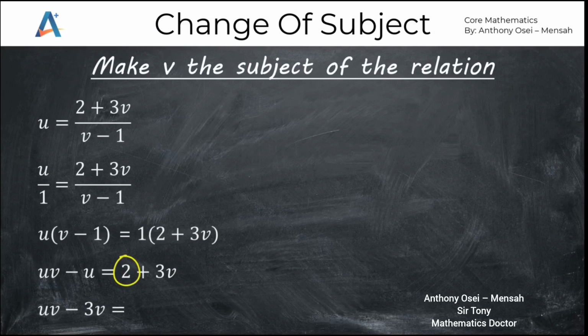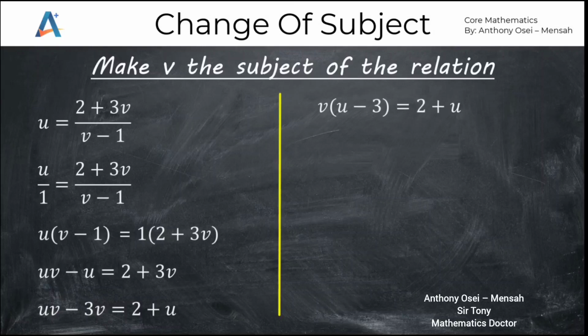Already 2 is at the right hand side, so I maintain my 2 still at the positive side. Then I have the u, which is minus u at the left hand side. When it transfers itself to the side, it becomes positive because it has crossed the equal sign. So we get plus u. Now we factorize v out since v is here and v is still here. So v out, open, close bracket, equal to 2 plus u.